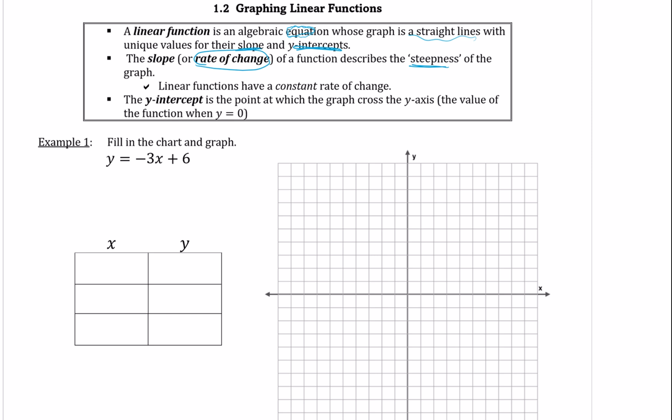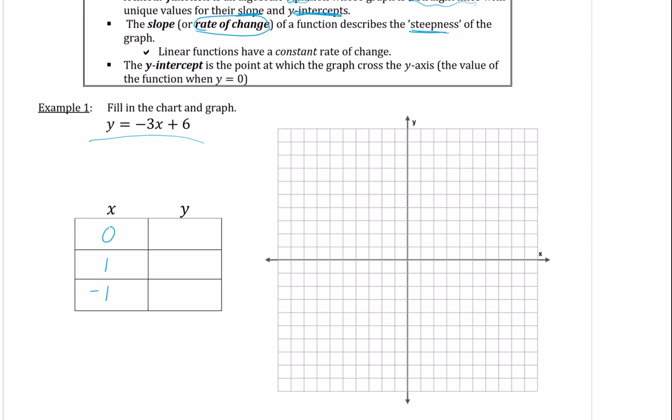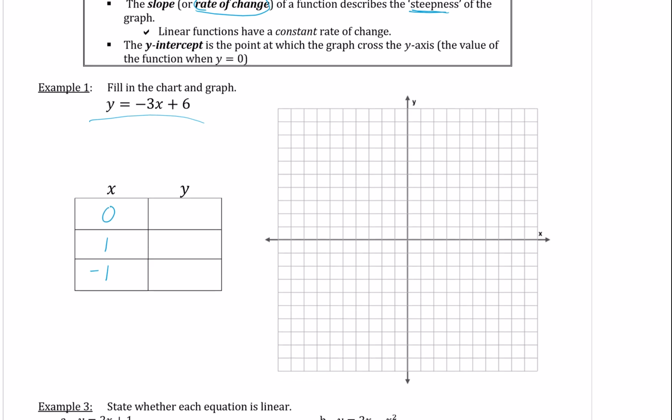So one way we can graph is with a chart. When we're doing a chart, you're going to pick some values, plug them into the equation, and find your y value. It's easiest to pick some x values, and usually we try to pick lower numbers so we're not graphing way off the chart. I'm going to pick 0, 1, and -1. So y equals -3 times 0 plus 6, so y equals 6, because -3 times 0 is 0.